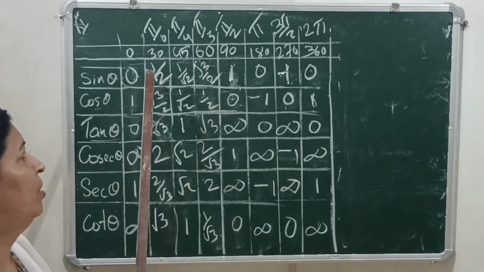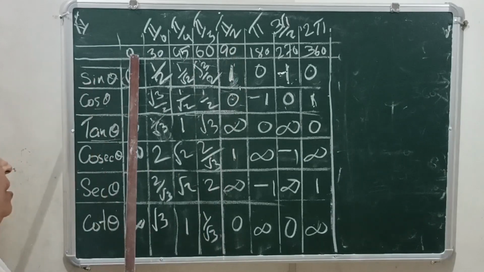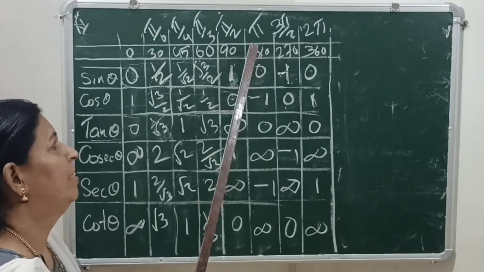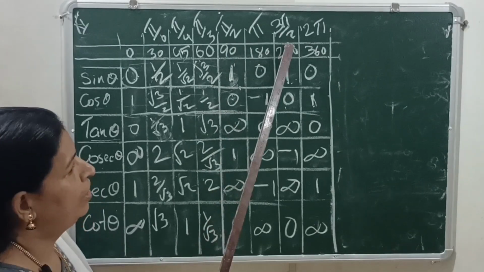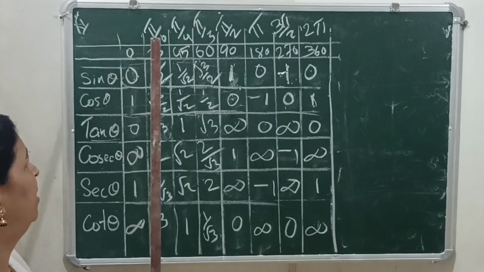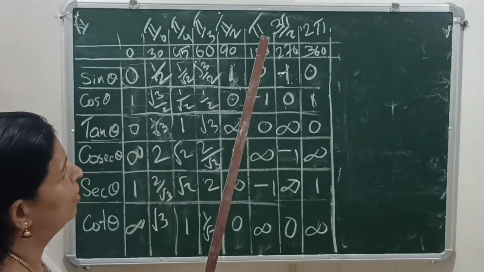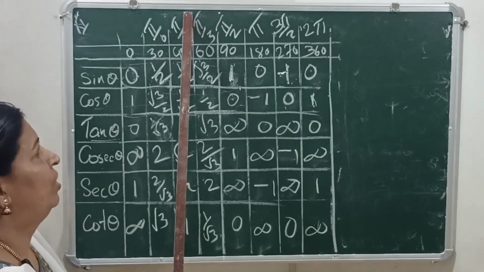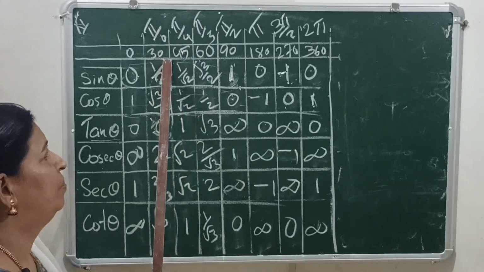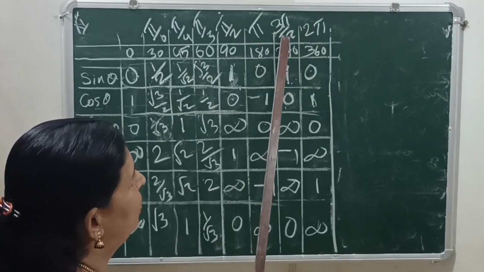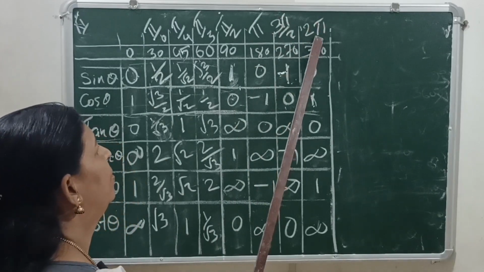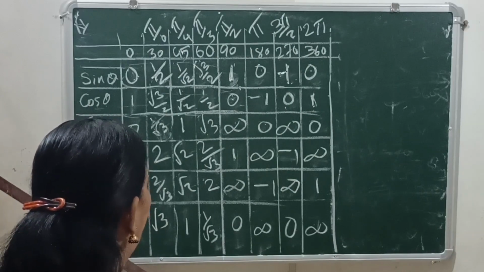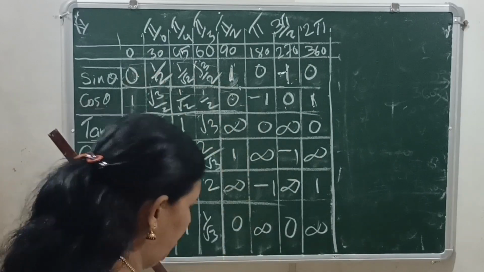Once more, the trigonometric table: sine of 0 degree, 30 degree, 45 degree, 60 degree, 90 degree, 180 degree, 270 degree and 360 degree. In terms of pi, 180 is pi, 90 is pi by 2, 60 is pi by 3, 45 is pi by 4, 30 is pi by 6, 270 is 3 pi by 2 and 360 is 2 pi.